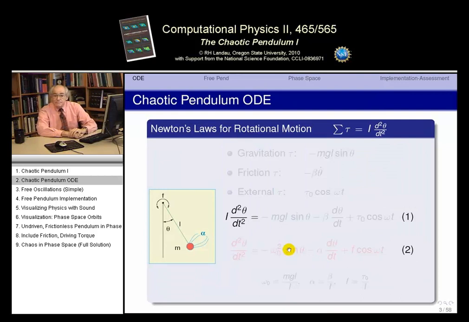Here is our system. Okay? So we want to talk about a pendulum. We want to talk about several different characteristics. So here is our pendulum.